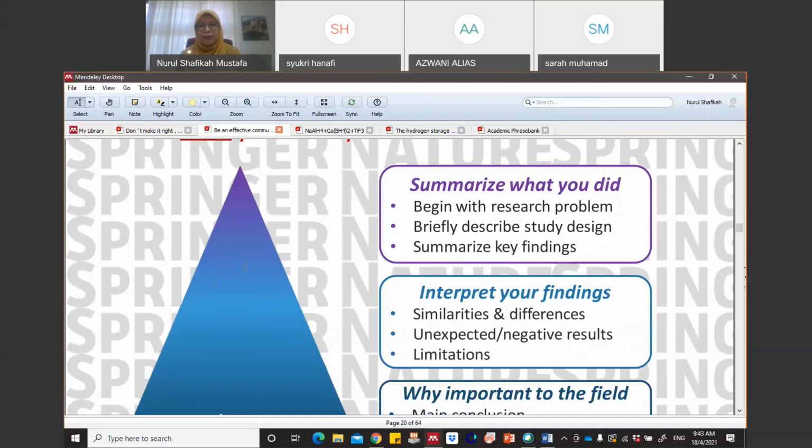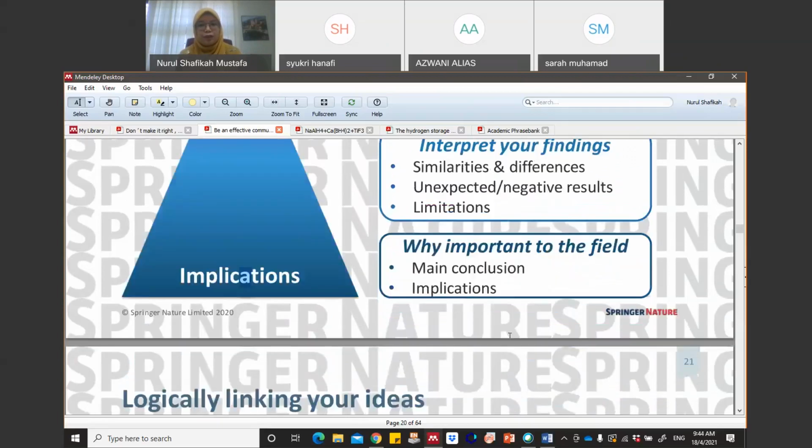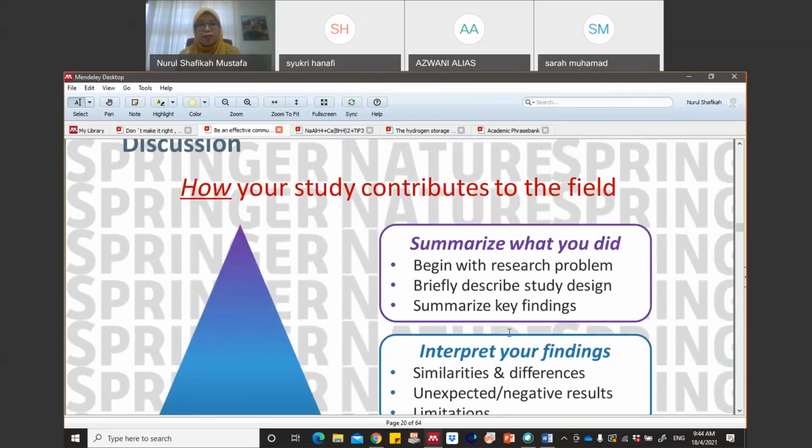So in the discussion, you summarize what you did, begin with the research problem, discuss the study design, summarize the key findings. And then after that, you interpret your findings. What are the similarities between your finding and the previous study? What are the differences? What is your unexpected result, negative result, and if there is a limitation in your research, you can interpret it in your discussion. And why is it important to the field? Main conclusion, implication. So this is in your discussion.